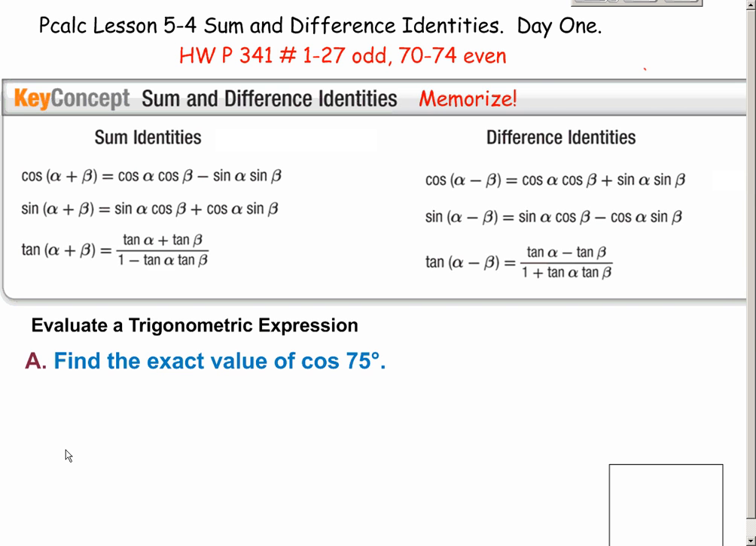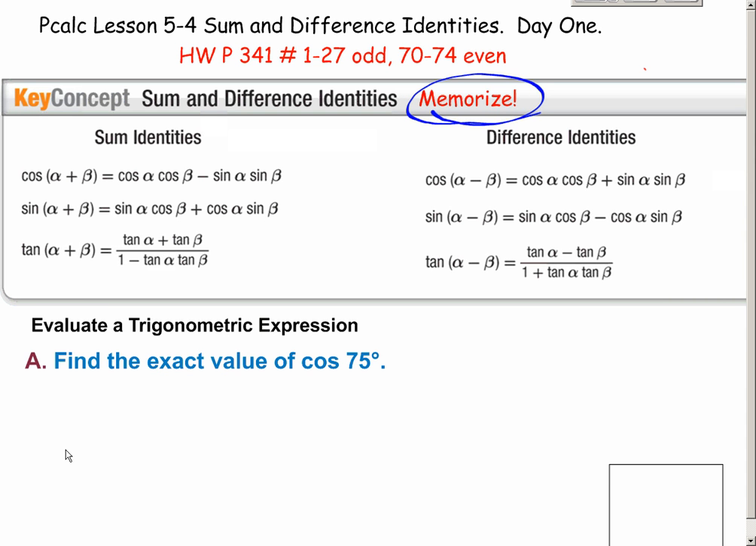Okay, notice one very important thing here, that it says memorize right here. That means you need to have these memorized. I'm going to try to give you a few tips to hopefully help you memorize these. And so these are the sum and difference identities, dealing with sine, cosine, and tangent.